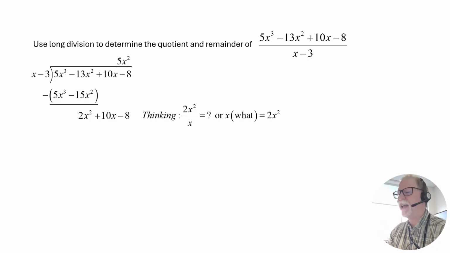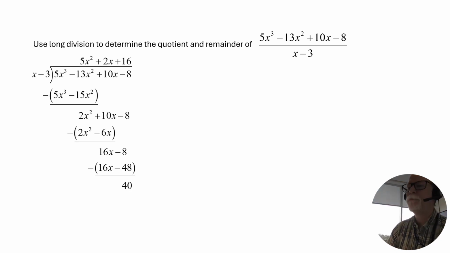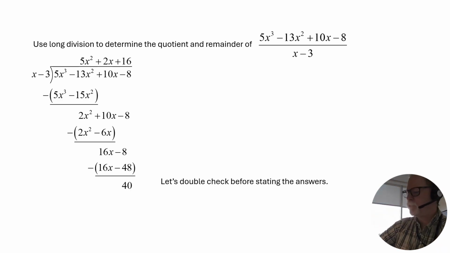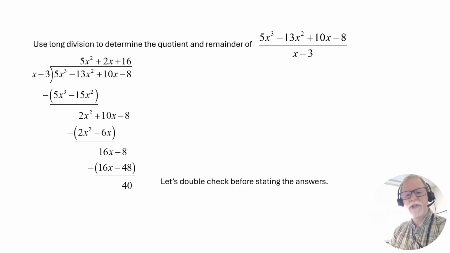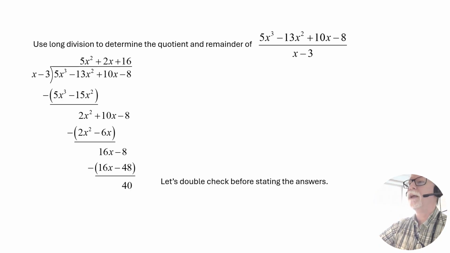2x squared divided by x is what? X times, etc., etc. Write it down. I'm going to finish off the full division and not go through all the individual steps since we're just repeating them now. Subtract that line. Bring down the final term, repeat the process. All right, I'm going to double check this before I state what the answers are, but the quotient is what's at the top and the remainder is what's at the bottom, just like with the numbers that we did before.